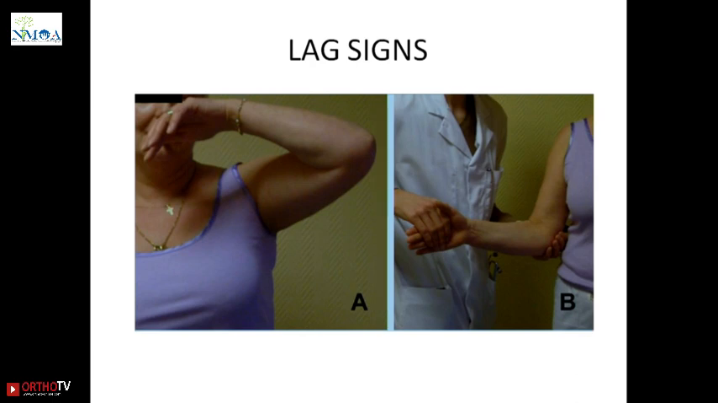And the figure on the left is what we call the Hornblower's test, in which the patient is asked to abduct and keep the hand in external rotation. Inability to maintain this particular position, when the hand falls down, is a positive Hornblower's test.